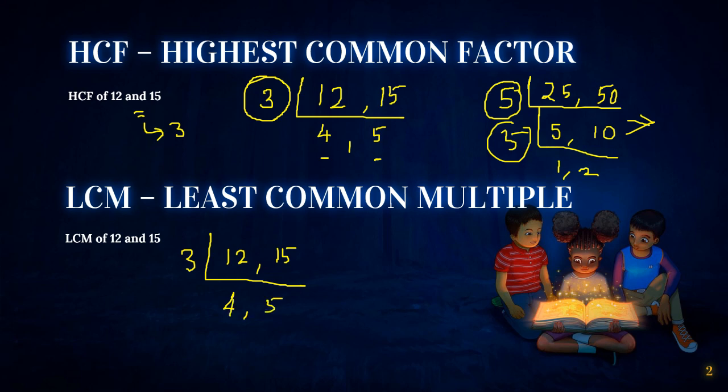See, in the previous case, the number which is a common factor between these two numbers is the HCF. Whereas for least common multiple, we are going to talk about multiples. The product of all the numbers here is your LCM. That is 3 into 4 into 5, which will be 60. So 60 is the LCM, that is least common multiple, of 12 and 15.